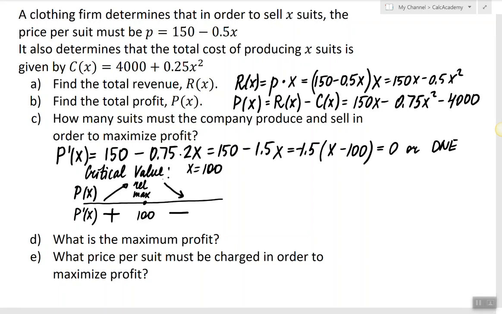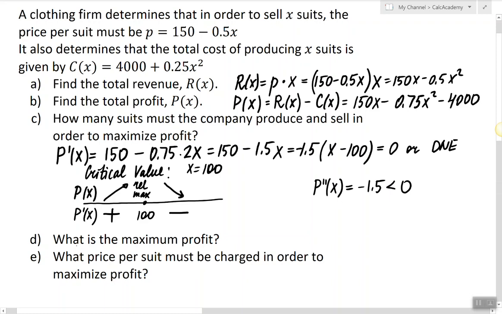Alternatively, we could have determined whether this is max or min by doing the second derivative test. So the second derivative of this function is equal to negative 1.5, which is always negative. That means the function is always concave down. That means if there is a relative extrema, it has to be relative max.